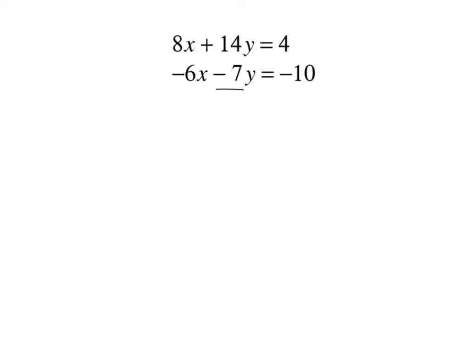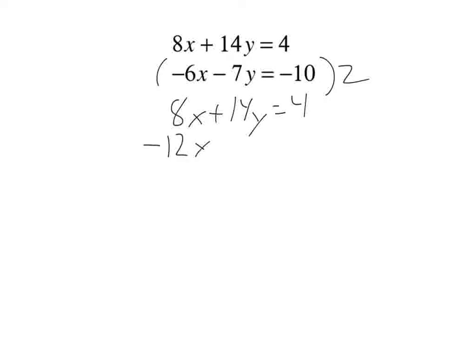So I'm going to take that second equation and I'm going to multiply all the parts of that by 2. So the top equation isn't going to change. The bottom equation is now going to be negative 12x because negative 6 times 2 is negative 12.